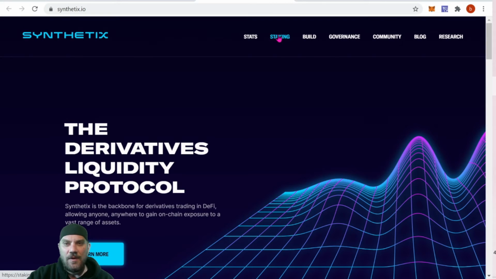You can go to the staking platform and take a look at that. Build, governance, community, blog, research, all that. So please do dig in.